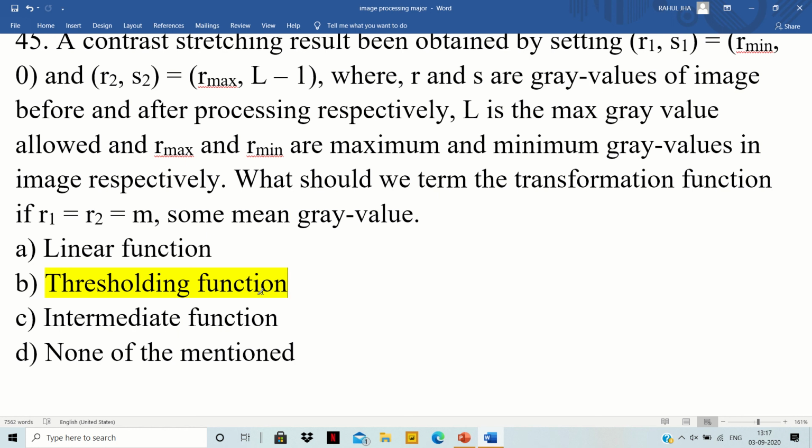Okay, so we have a few of the thresholding factors. It means after a certain range they will not perform the contrast stretching. Okay, and the process will be stopped. So that's why we are using the thresholding function here.